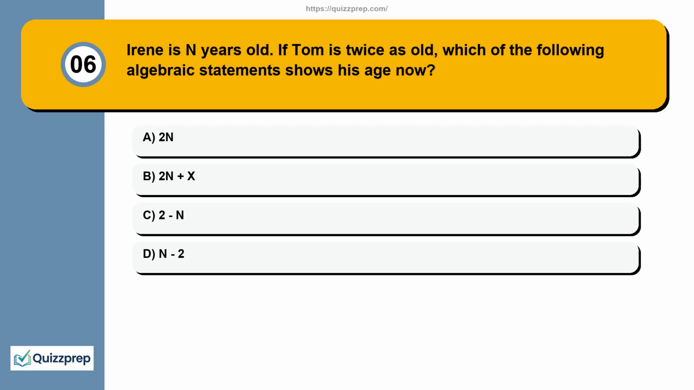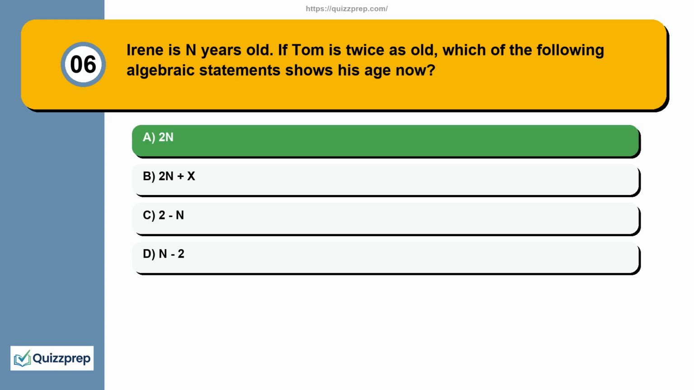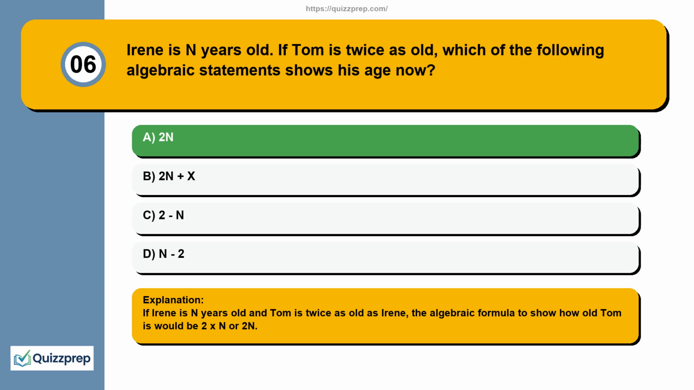Question 6. Irene is n years old. If Tom is twice as old, which of the following algebraic statements shows his age now? 2n plus x, 2n, n2. If Irene is n years old and Tom is twice as old as Irene, the algebraic formula to show how old Tom is would be 2 times n, or 2n.